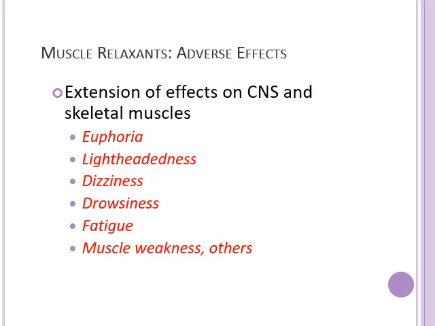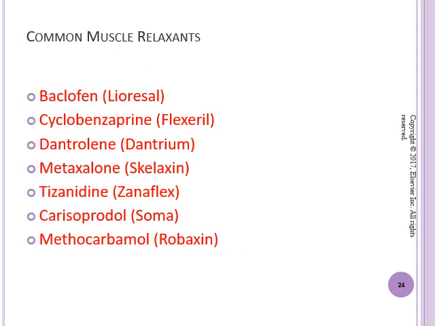Adverse effects of muscle relaxants: the extension of effects on the CNS and skeletal muscles. So you will see maybe euphoria, lightheadedness, dizziness, drowsiness, fatigue, muscle weakness, and others. Common muscle relaxants. You will see here baclofen, very common. Cyclobenzaprine or Flexeril is another name for that, also very common. Tizanidine, very common. Methocarbamol, all of these are fairly common here on the list. You should be aware of them.